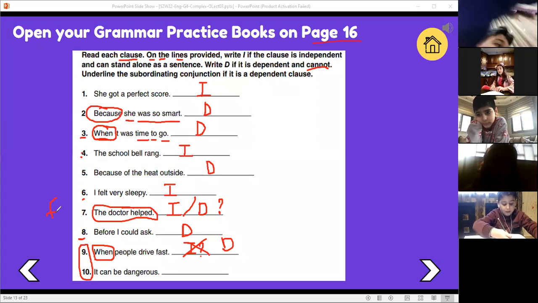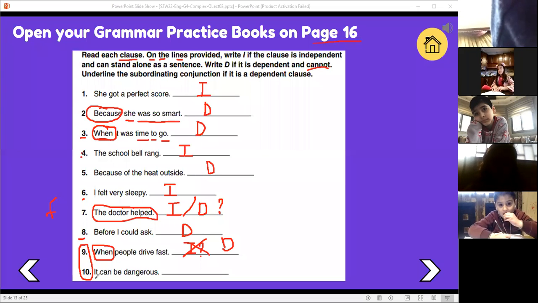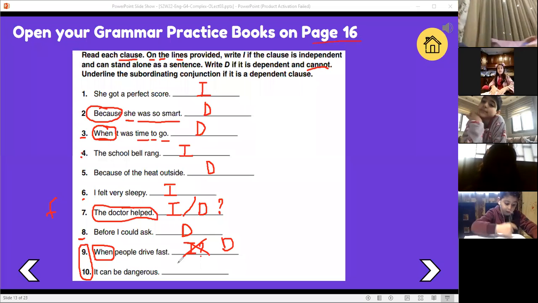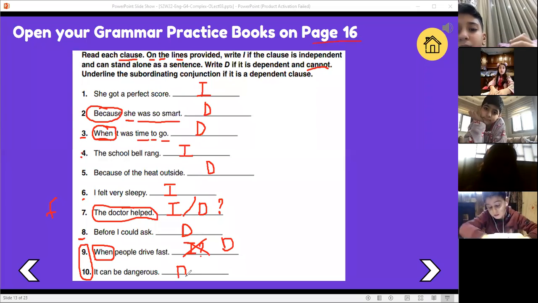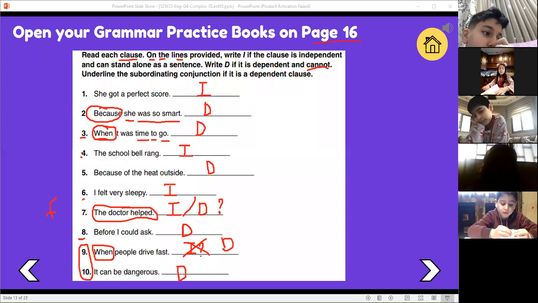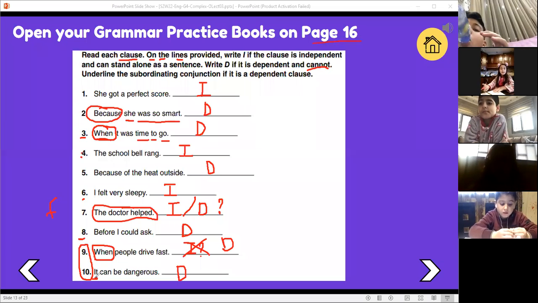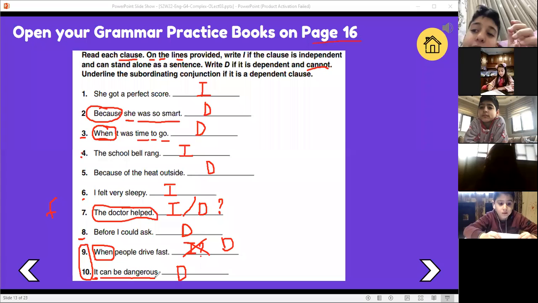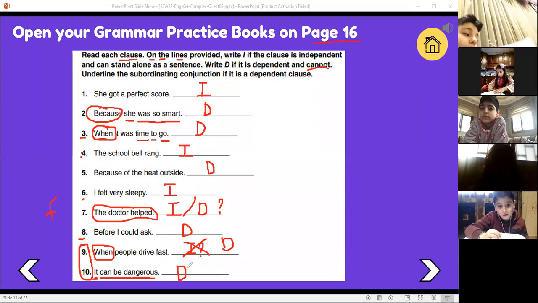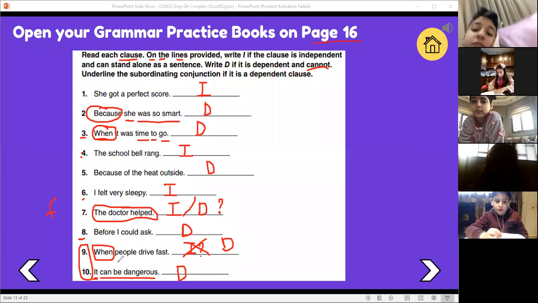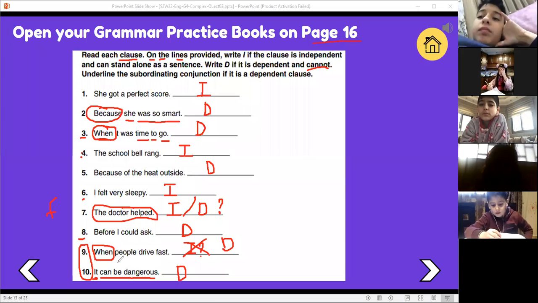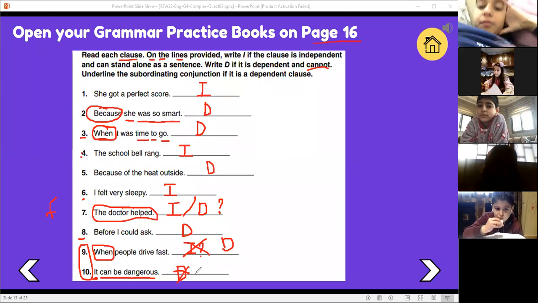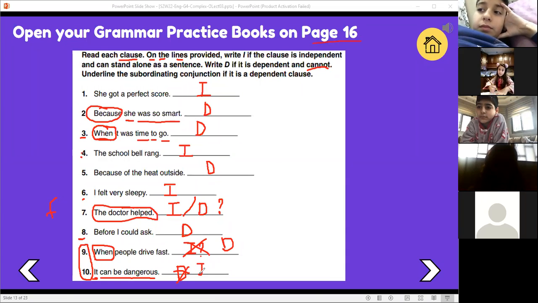It's okay. Yalla Noor Khalid, number 10. It can be dangerous. Yes, dependent. It's dependent. Yes. It begins with the subject, and here's the predicate part, and it gives a complete thought or idea. So why do you think it is dependent? This sentence can stand alone by itself, Noor. Independent. Yes, it should be independent. It doesn't need another sentence to depend on.